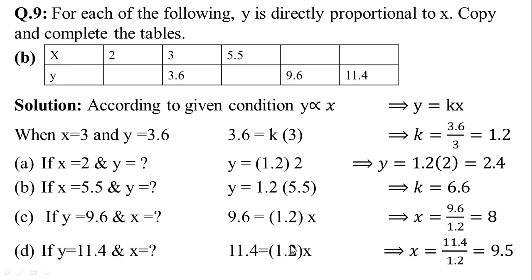In the last part, the value of y is 11.4 and x is unknown. Then putting the values, 11.4 is equal to the value of k, 1.2, into x. 1.2 is divided on the other side. This implies that x is equal to 11.4 upon 1.2. 11.4 divided by 1.2 is equal to 9.5. So x is equal to 9.5.